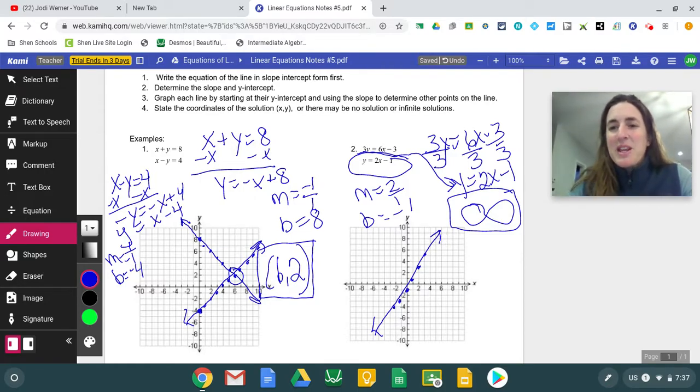And that was really fun. That was our first lesson. It's actually lesson number 5 for our linear equations chapter, and solving systems by graphing.